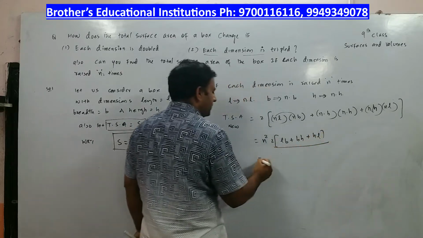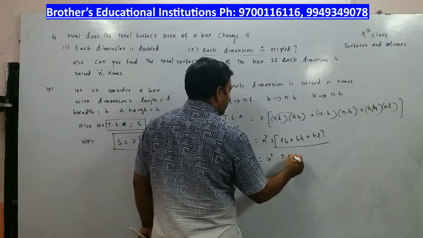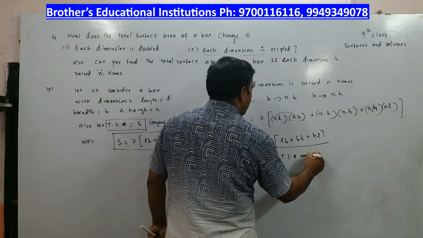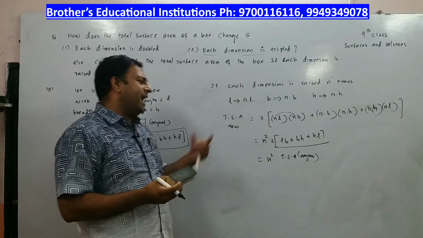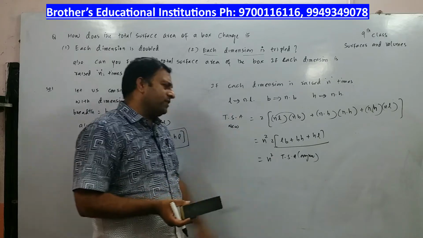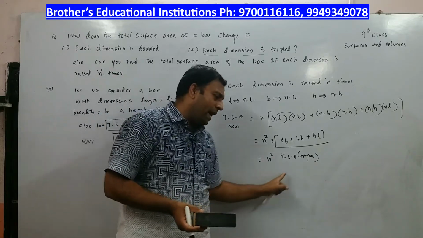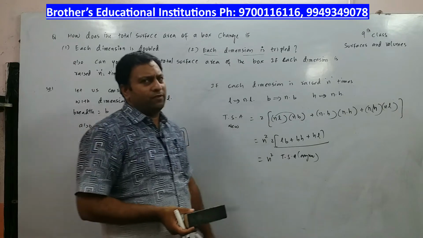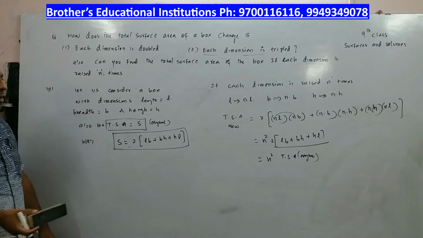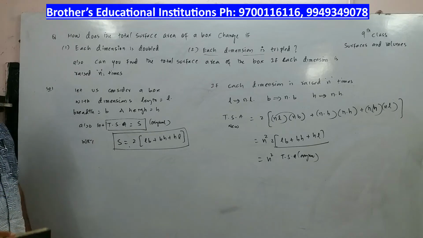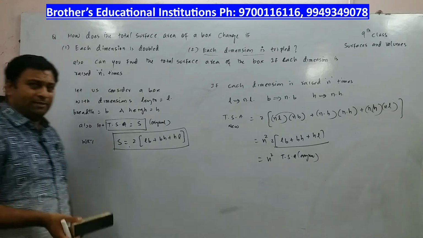And what is this? This is nothing but the original total surface area, right? So when the dimensions are raised n times, the new total surface area will be n square times the original total surface area. So it was a very simple question. I want you to pause the video, copy, and then we'll go for the next concept of prism. All right.